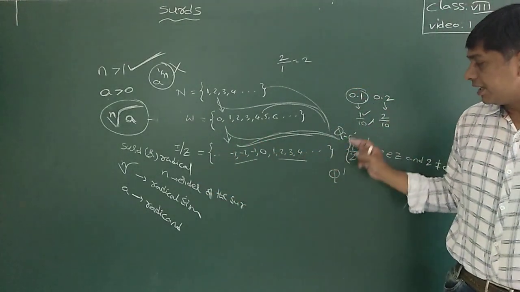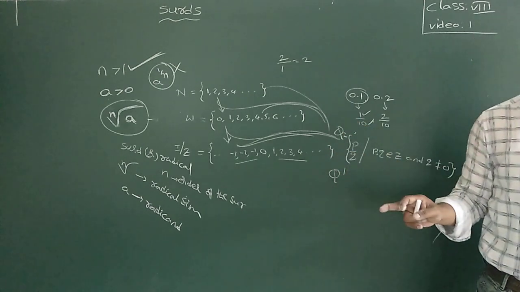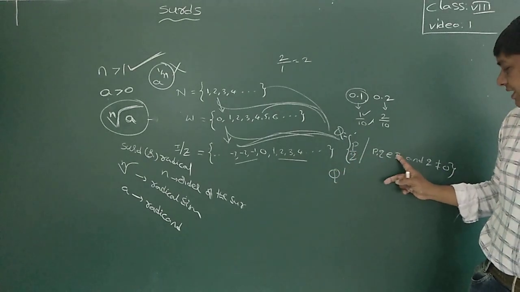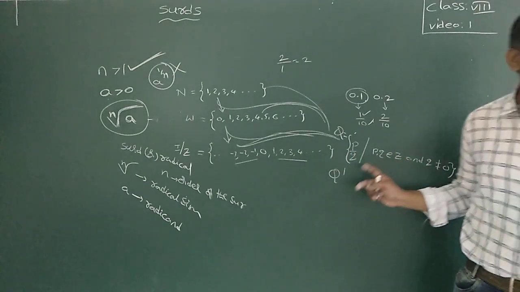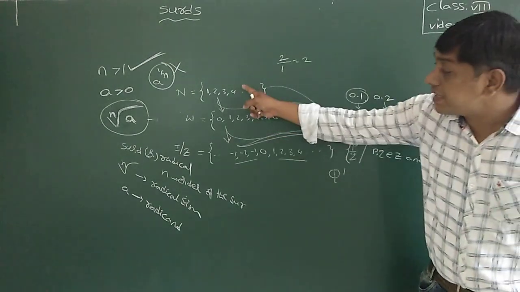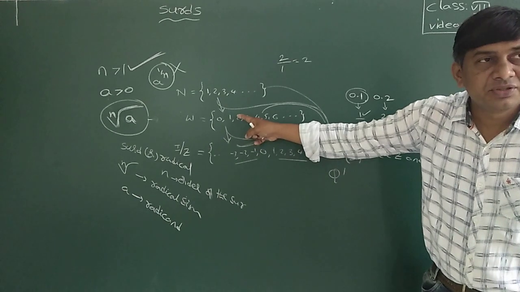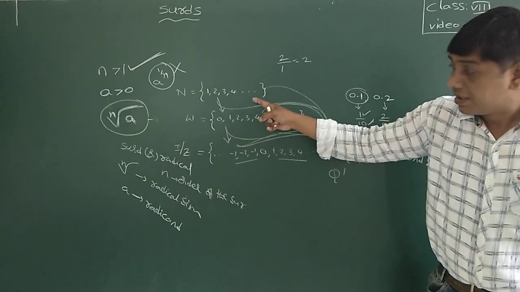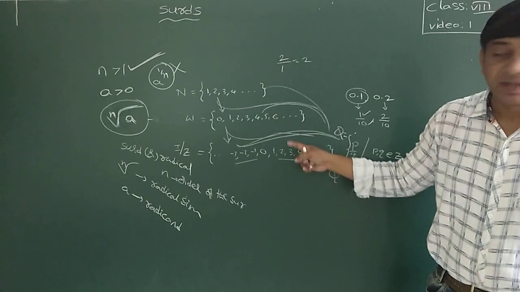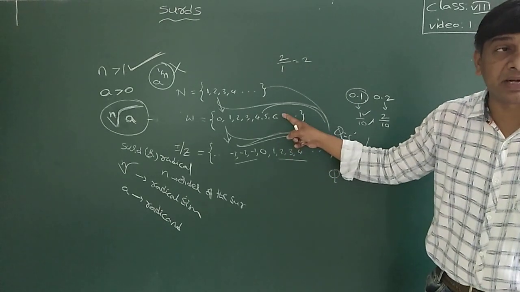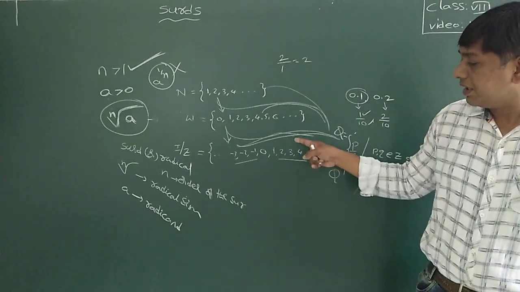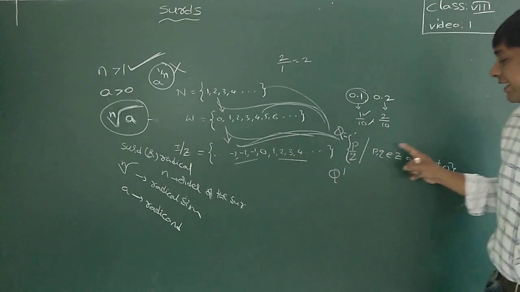Okay, integer set. And a rational number set is the numbers which are in the form of p by q, where p and q are integers and q is not equal to 0. All natural numbers are whole numbers. Every whole number is an integer, but every integer may not be a whole number. Keep that in mind. Now all integers are found in rational numbers.